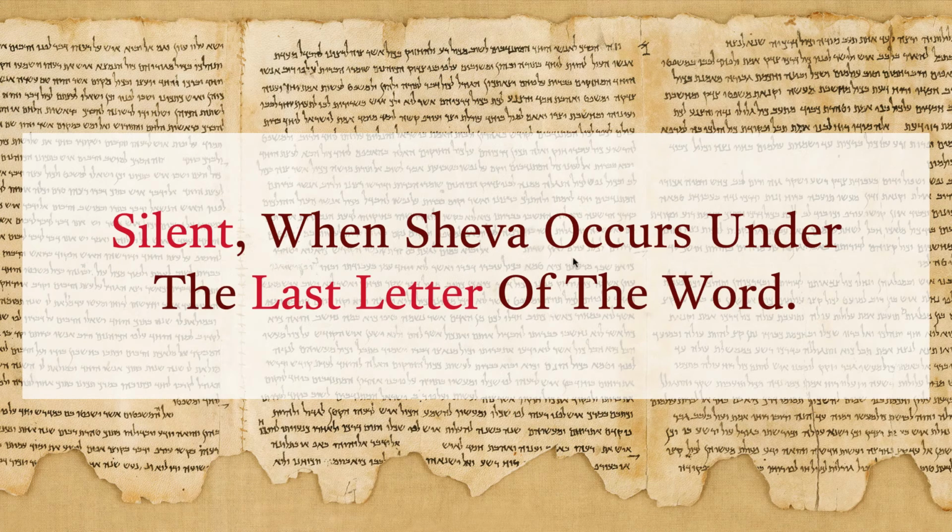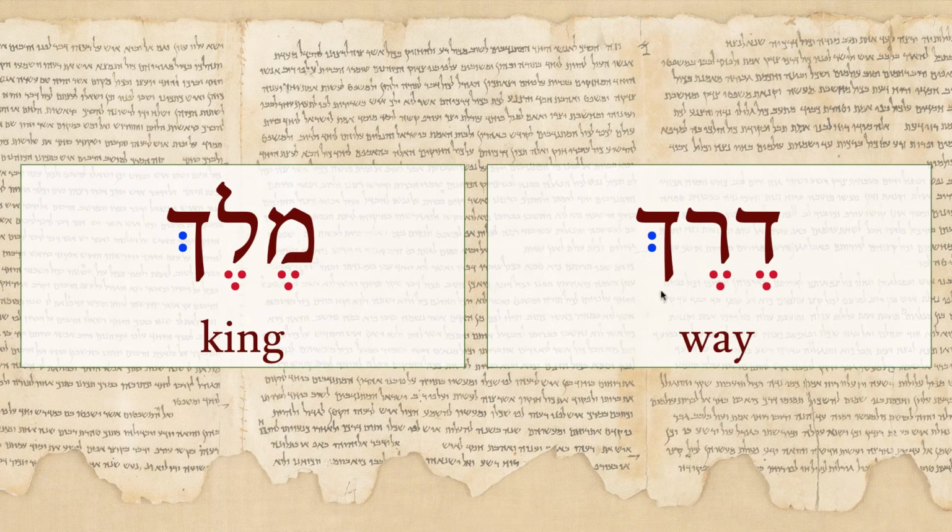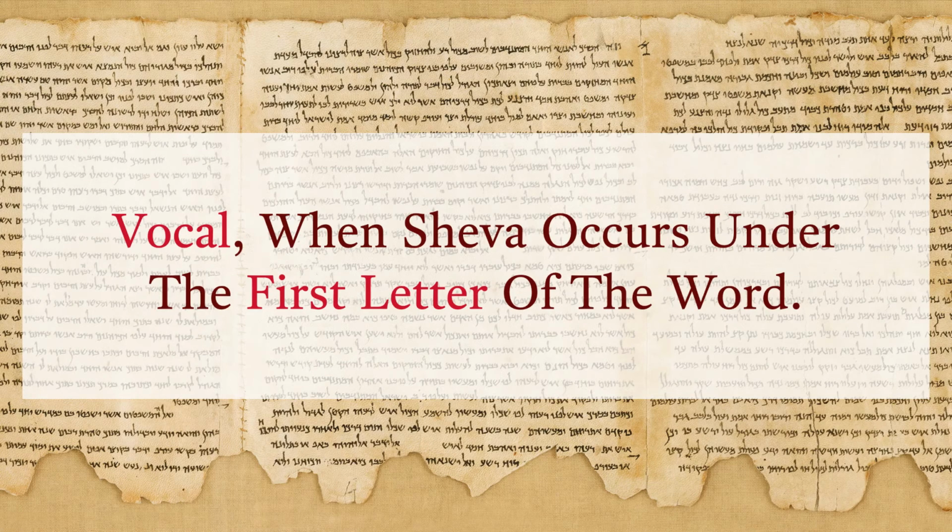Second, the Shwa is silent when it occurs under the last letter. Derech, Melech. Derech is the way. Melech is the king. In both cases, you have this Shwa under the Chaf, and that is not pronounced. Why? Because it occurs under the last letter.